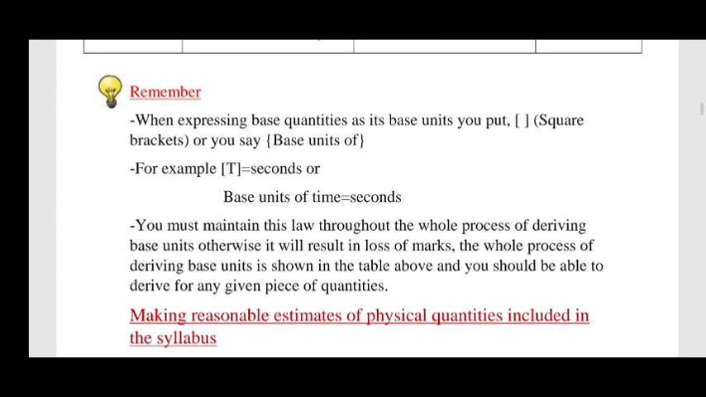What is important, remember, do not forget those square brackets. You must maintain this law throughout the whole process as you derive your base units, otherwise you lose marks, right? It is termed as wrong physics. So by leaving those units, you must always make sure that you always put them. If you leave them, you lose marks, right?